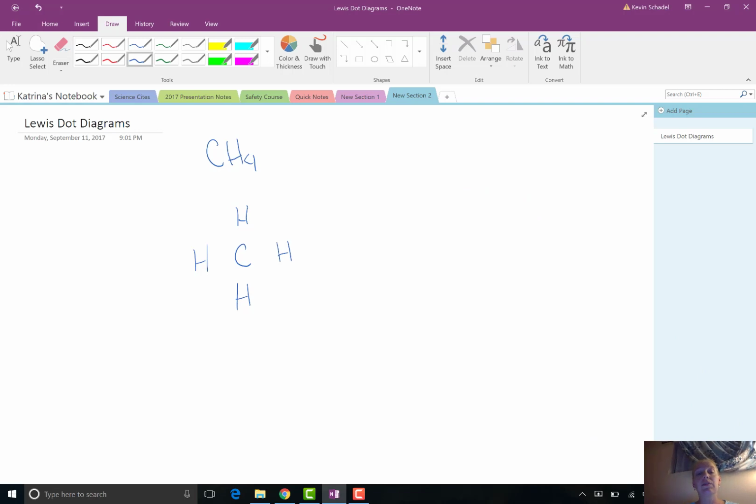So the next step is going to be to count total valence electrons in the molecule. Notice valence, not total electrons, but total valence electrons. I have 4 hydrogens, each of which has 1 valence electron, and 1 carbon, which has 4 valence electrons, 6 total, but 4 valence. And again, VSEPR, valence shell electron pair. So that's going to give me a total of 8 electrons to work with.